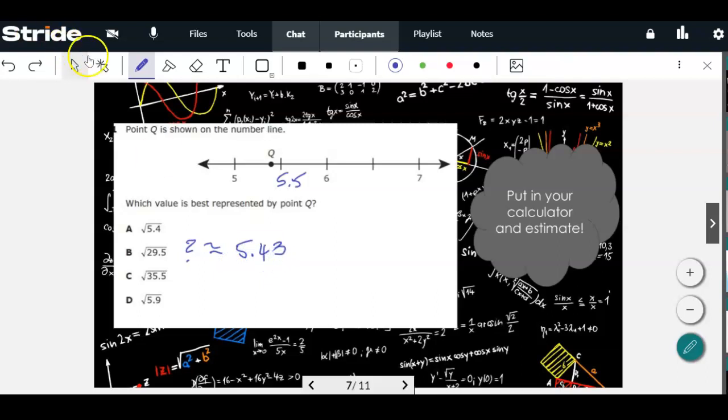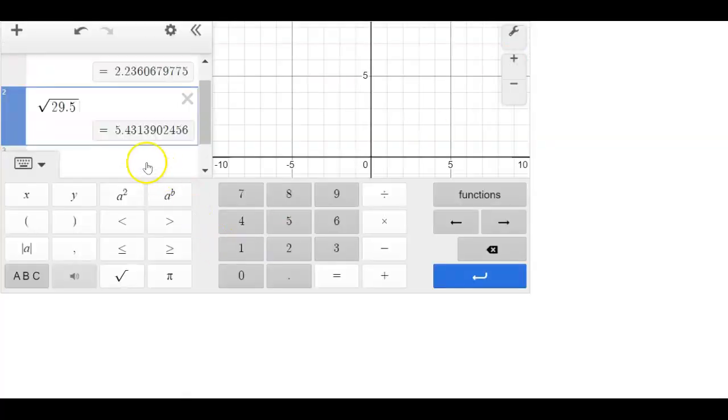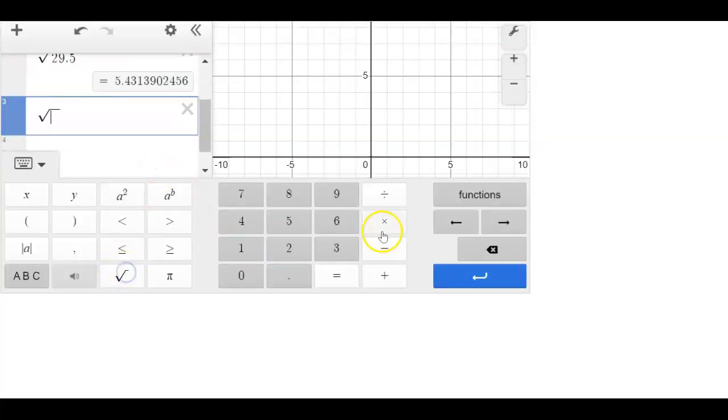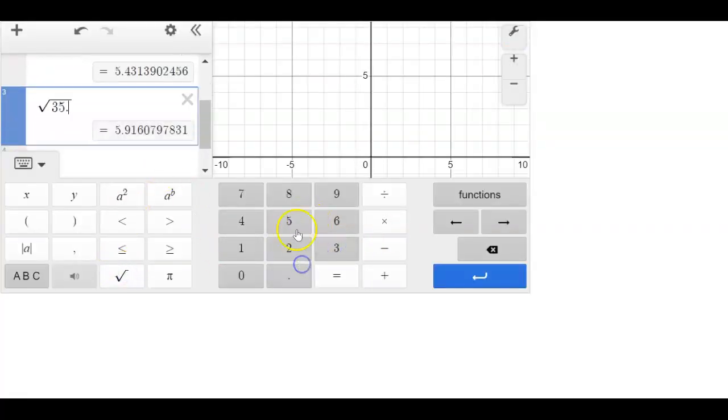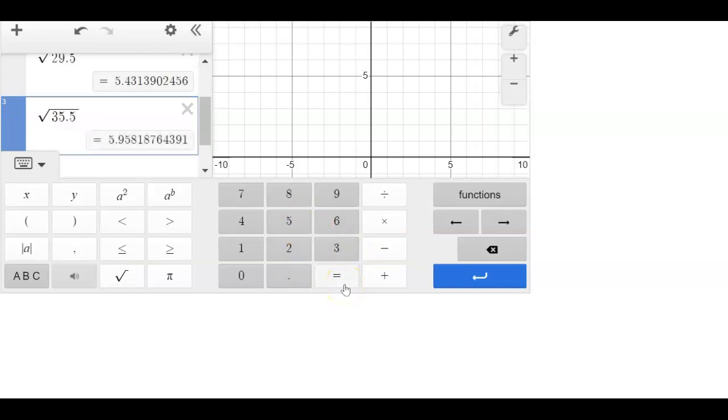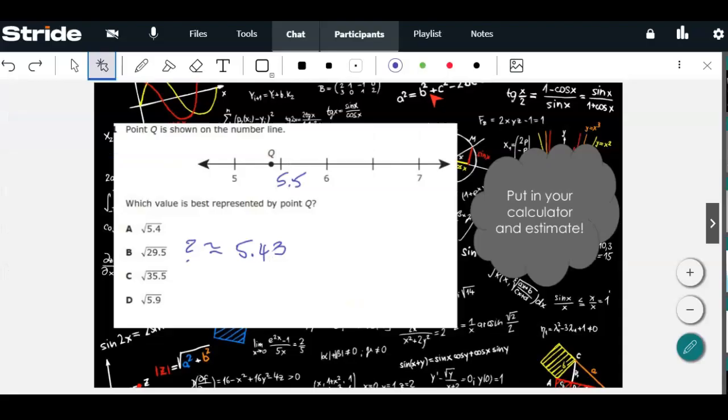Well, think about that. This one is going to be pretty close to 6 because the square root of 36 is 6. But let's put it in the calculator. Square root of 35.5. There we go, 5.95, so close to 6. So that's not it. That would be over here somewhere. And this is going to be too small again because look at this one. So the answer is definitely B.